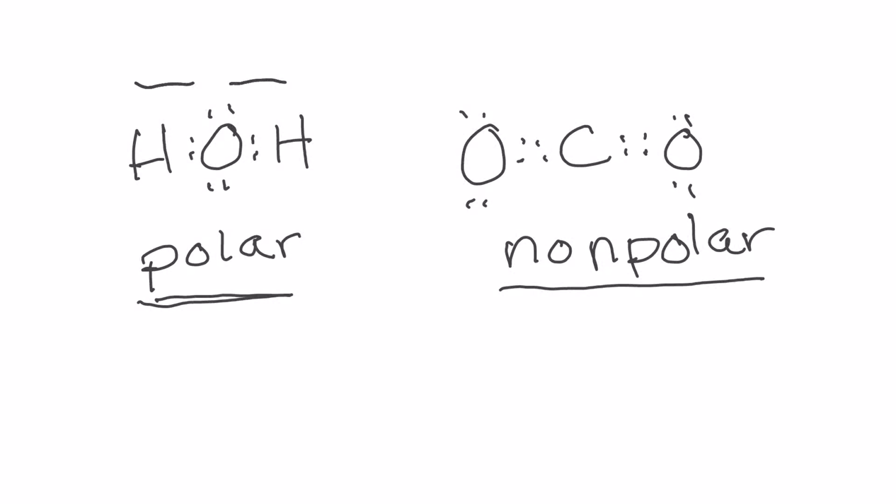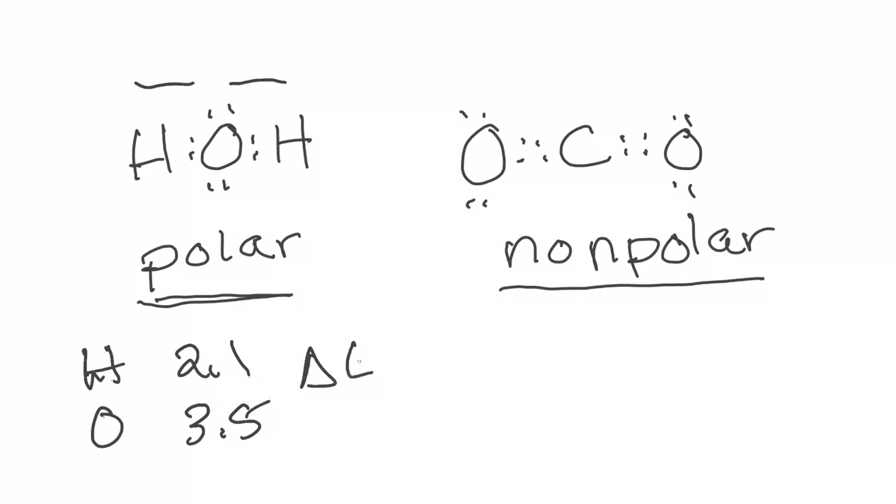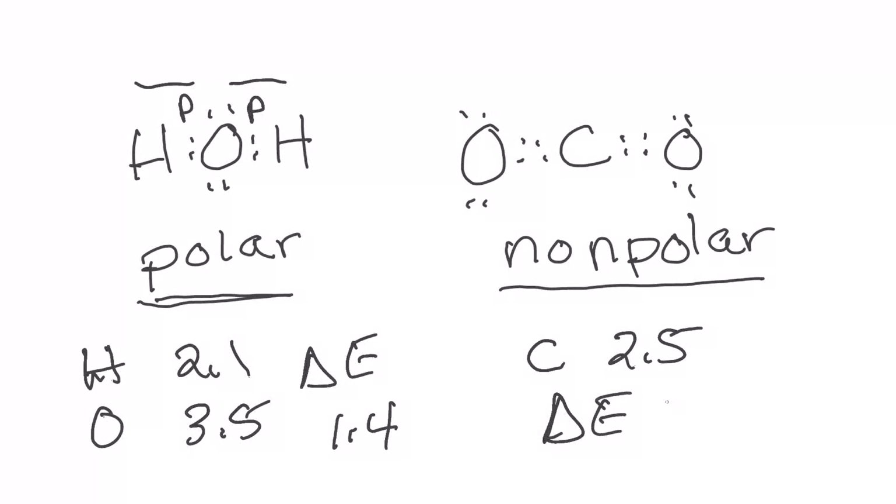Sometimes you have different bonds. In this case, I have the same bond on each side of the molecule. So hydrogen happens to have an electronegativity of 2.1, and oxygen has an electronegativity of 3.5. So the difference, the change in electronegativities, is 1.4. So this is a polar bond, and this is a polar bond. What about carbon oxygen? Well, carbon is 2.5, and I wrote down oxygen is 3.5. So the difference in electronegativity is 1, which is greater than 0.5. So this is a polar bond, and this is a polar bond.